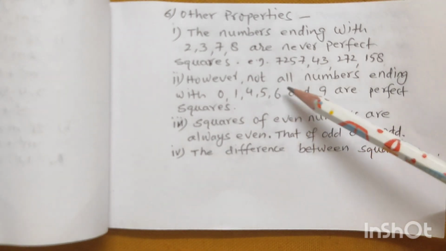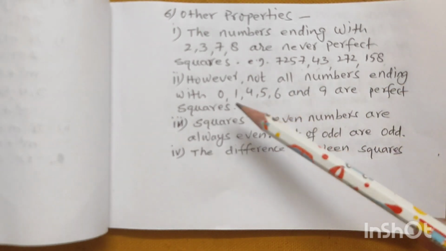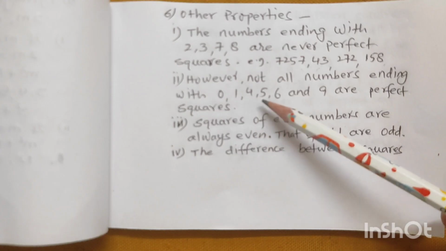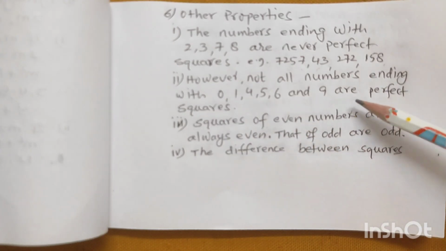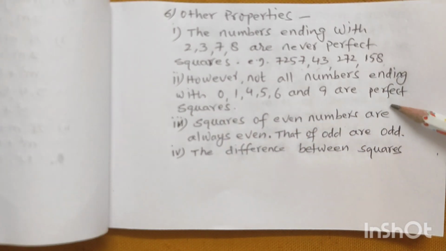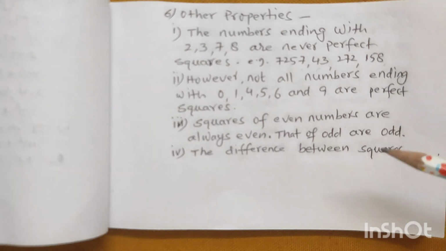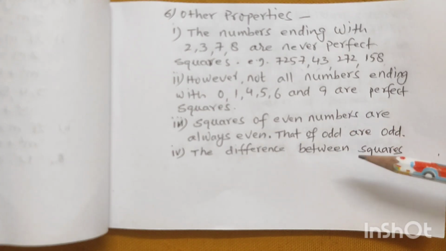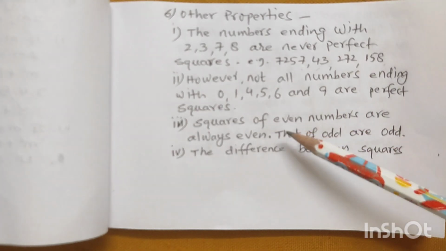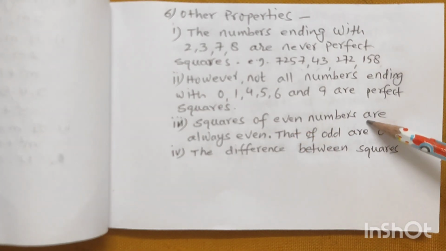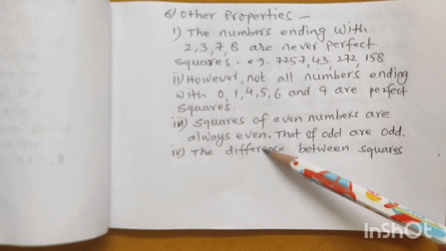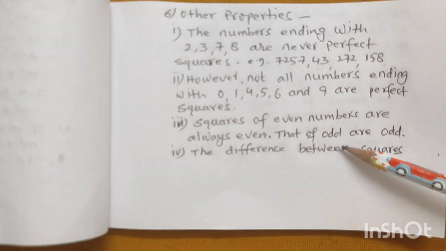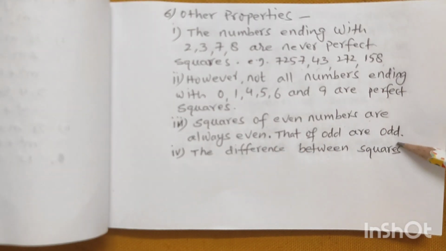However, not all numbers ending with 0, 1, 4, 5, 6 and 9 are perfect squares. If a number is say 89 and ending with 9, it does not mean that it will be a perfect square. Squares of even numbers are always even, and that of odd are always odd.